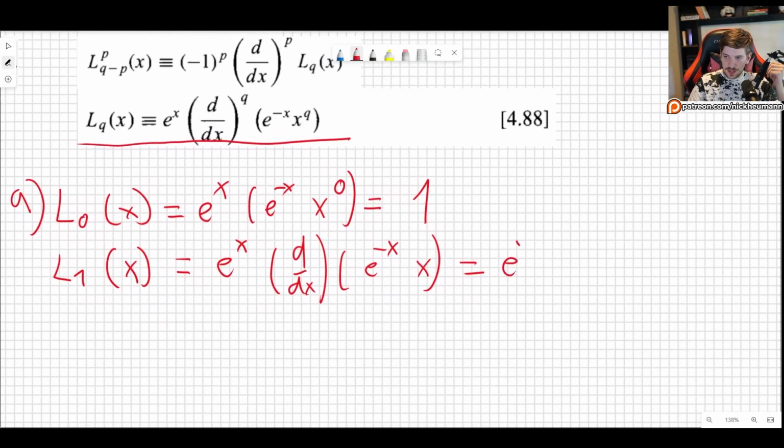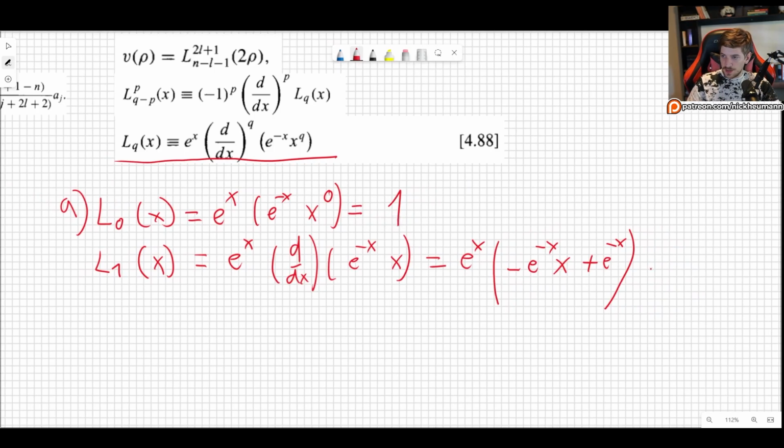So this would be e to the x, and now we take the derivative. This would be minus e to the minus x times x plus e to the minus x, right? So here we're using the product rule. And now we multiply through, so the e to the x cancels out with the e to the minus x, so we end up with 1 minus x. Now we go for the next Laguerre polynomial.